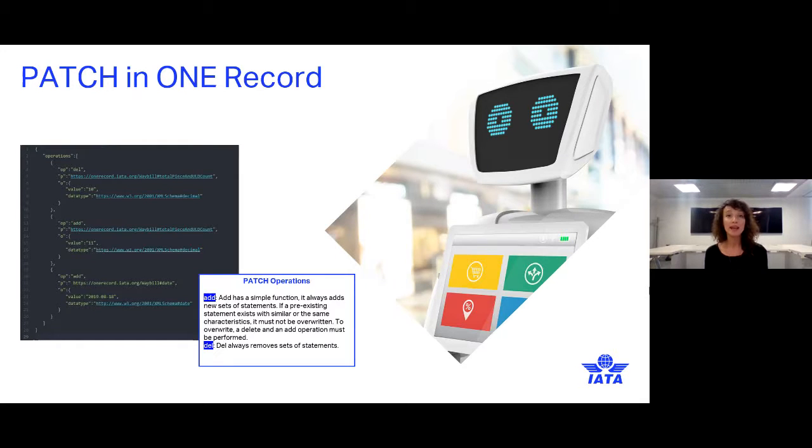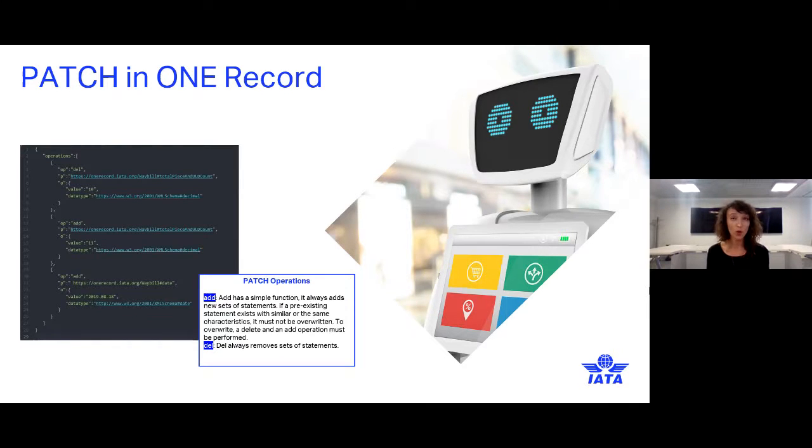Okay. So add has a very simple function. It always adds new sets of statements. If a pre-existing statement exists with similar or the same characteristics, it must not be overwritten. To override, a delete and an add operation must be performed. And the delete operation is really straightforward. It always removes sets of statements.